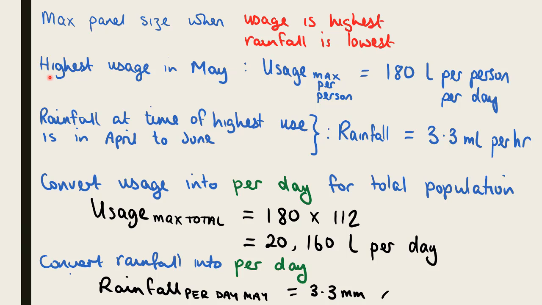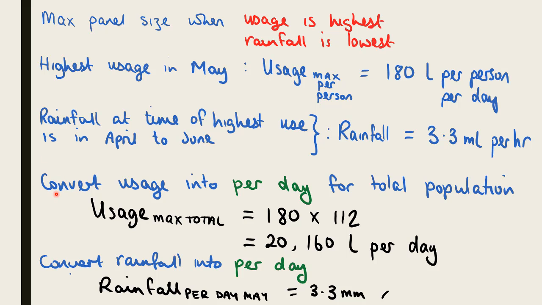So the highest usage in May is, let's say, use the capital letter U, usage max per person is 180 litres per person per day. So let's have a look at the rainfall. The rainfall at the time of the highest use is in April to June. That's that bar on the bar chart. So therefore the rainfall is equal to 3.3 millimeters per hour. So we haven't found anything new here, we've just rewritten it.